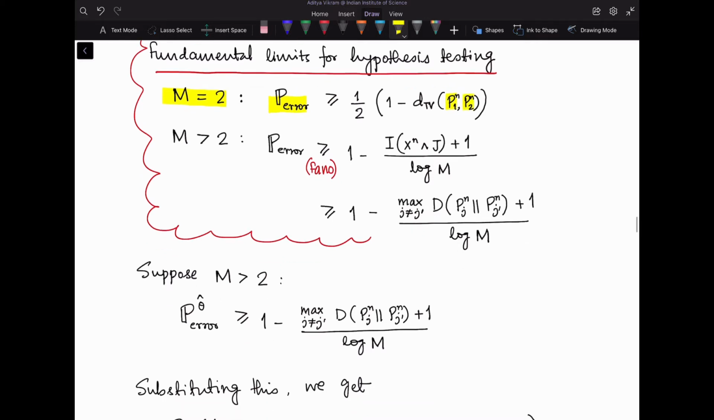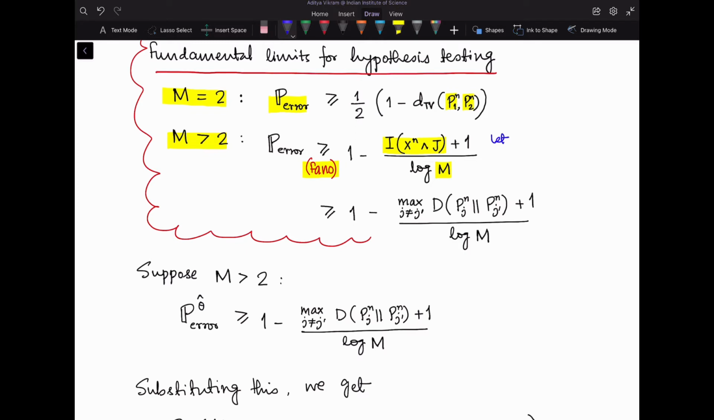Okay. And if m is more than 2, in that case, we have something called Fano's inequality, which says that probability of error is at least 1 minus this quantity, which is called the mutual information between Xn, the samples, and J, the index, plus 1 by log m. So m is the number of hypotheses. Okay, and we can show that. Okay, so let me define what this quantity I is.